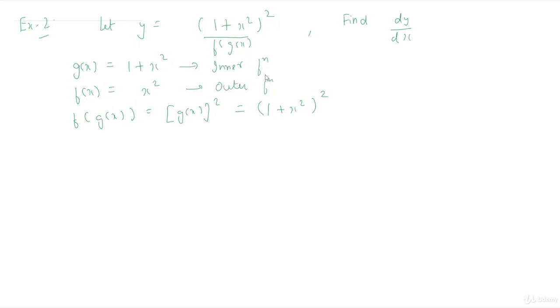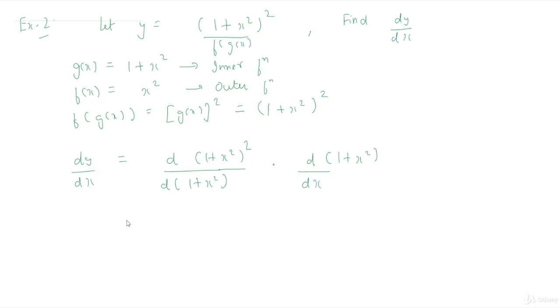So now let's apply the chain rule. dy by dx will be the differentiation of this composite function, that is 1 plus x square whole square, with respect to the inner function, that is 1 plus x square, multiplied by the differentiation of the inner function, which is 1 plus x square, with respect to the parameter of the inner function, that is x. So this is the chain rule.